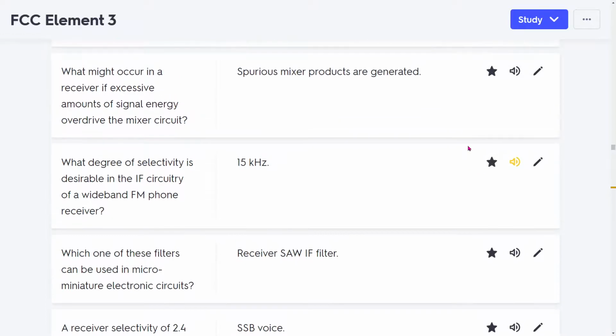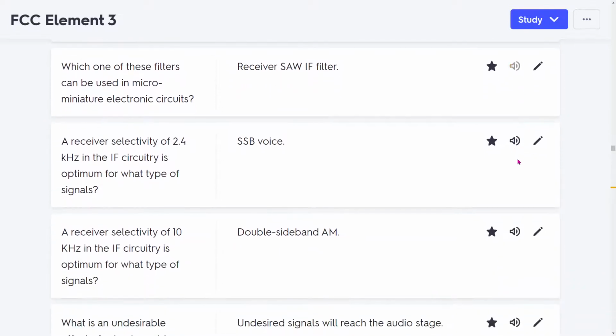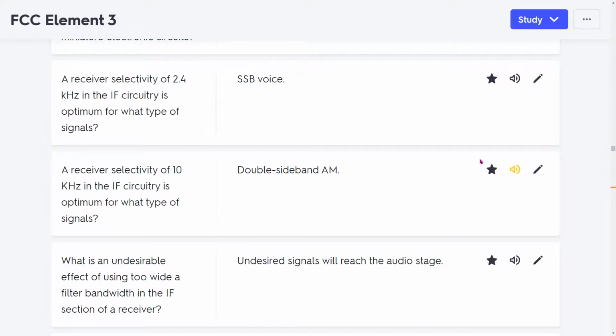What degree of selectivity is desirable in the IF circuitry of a wideband FM phone receiver? 15 kHz. Which one of these filters can be used in micro-miniature electronic circuits? Receiver SAW IF filter. A receiver selectivity of 2.4 kHz in the IF circuitry is optimum for what type of signals? SSB voice.